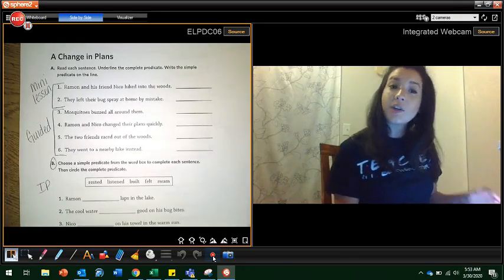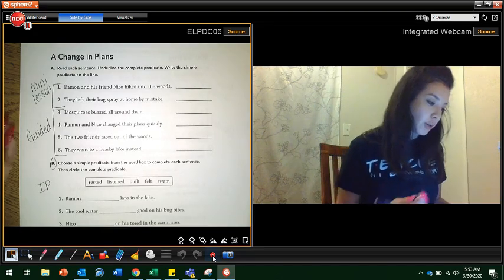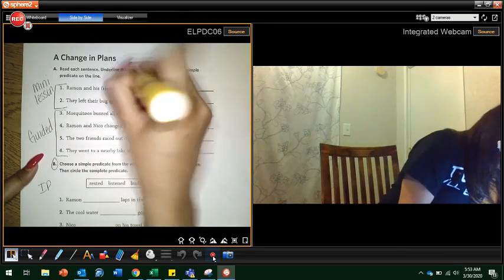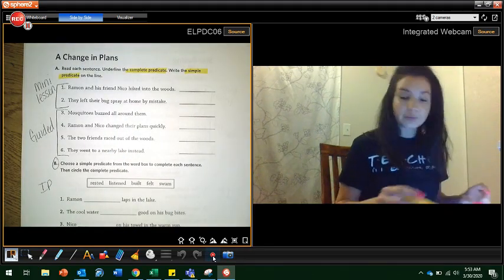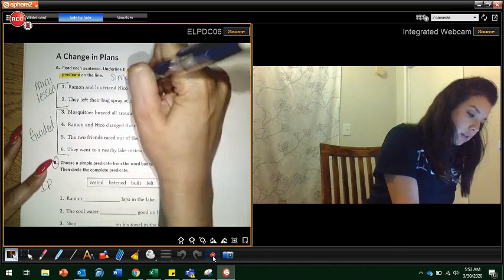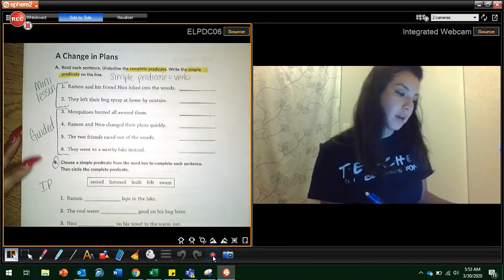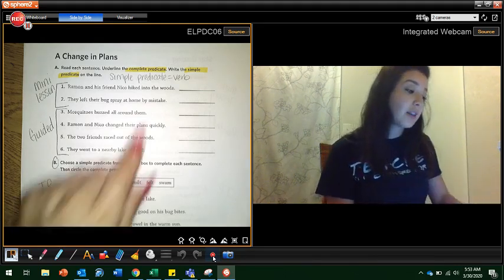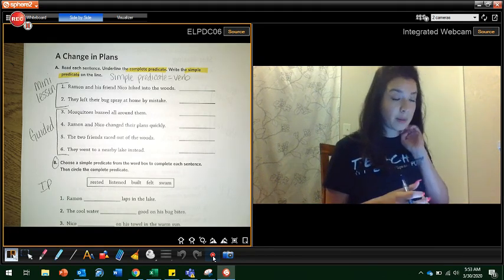You're going to notice it's very similar to the first part. So again, we're going to read each sentence. We're going to underline now the complete predicate, and we're going to write the simple predicate on the line. My simple predicate would be my verb. Before, when we were talking about the subject, we were mostly focusing on the noun, the person, place, or thing. Now we're focusing on the verb.